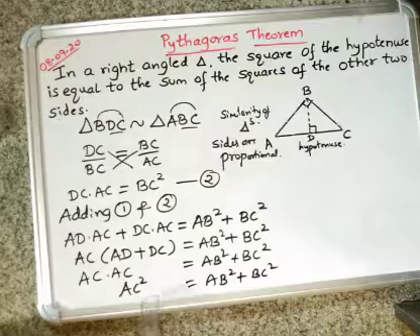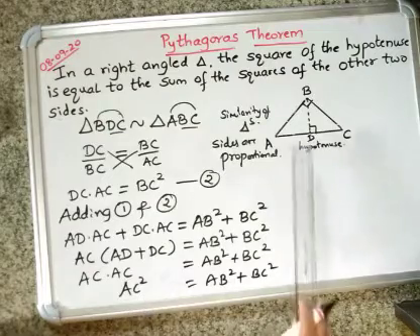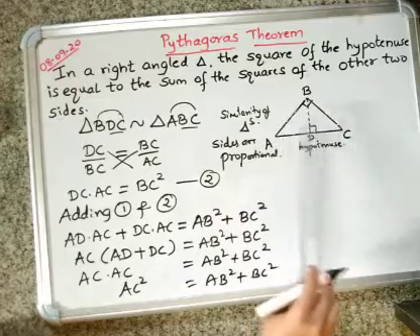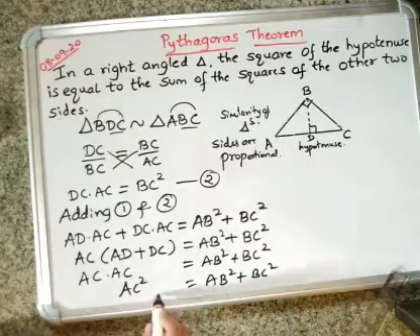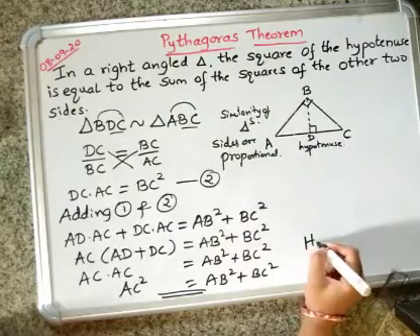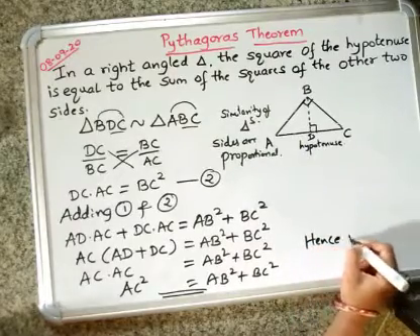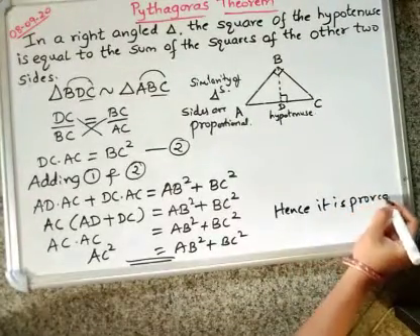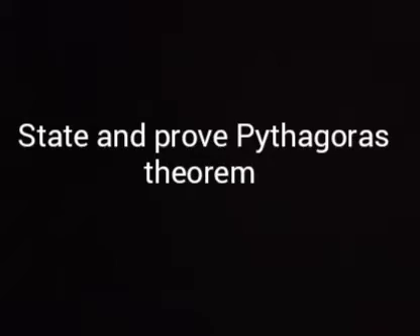Now see the result over here. AC square, that is hypotenuse square, is equal to the sum of the squares of the other two sides. Now, have we proved this theorem? Yes, no? Very easy theorem. That is Pythagoras theorem. Take down the home assignment: state and prove Pythagoras theorem. See children, this is a very important theorem for 5 marks.